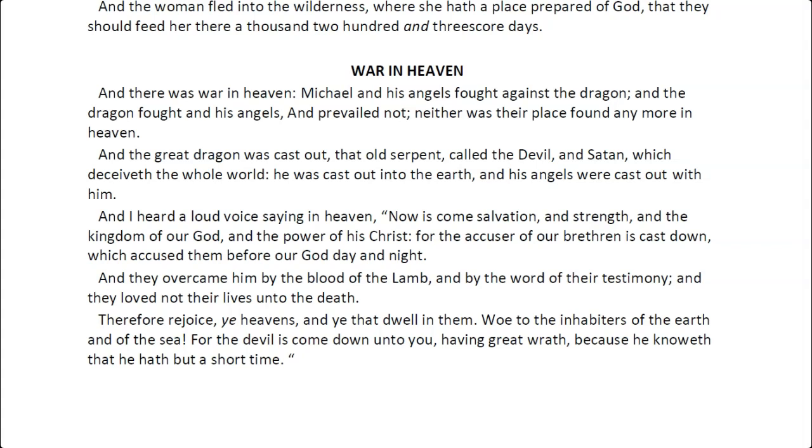For the accuser of our brethren is cast down, which accused them before our God day and night. And they overcame him by the blood of the Lamb, and by the word of their testimony, and they loved not their lives unto the death. Therefore rejoice, ye heavens, and ye that dwell in them. Woe unto the inhabitants of the earth and of the sea, for the devil is come down unto you, having great wrath, because he knoweth that he hath but a short time.